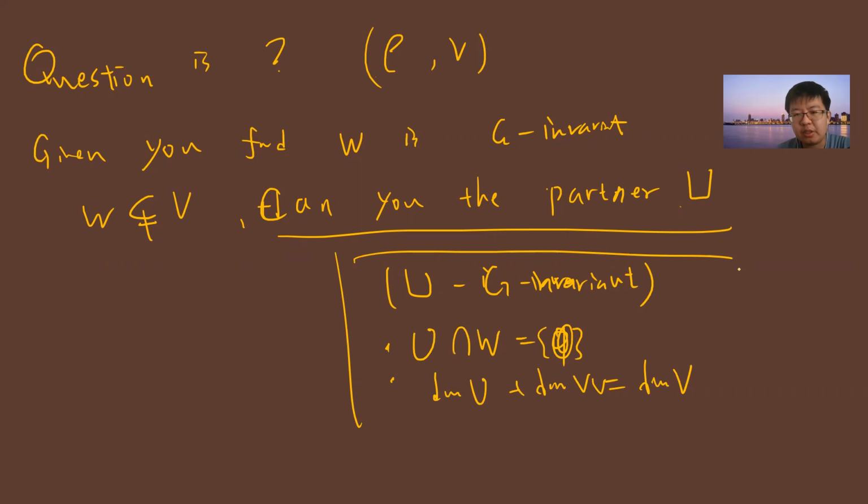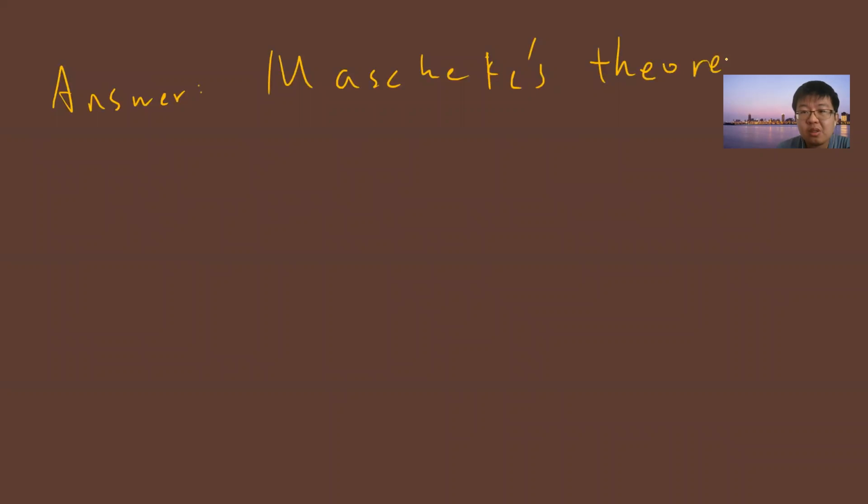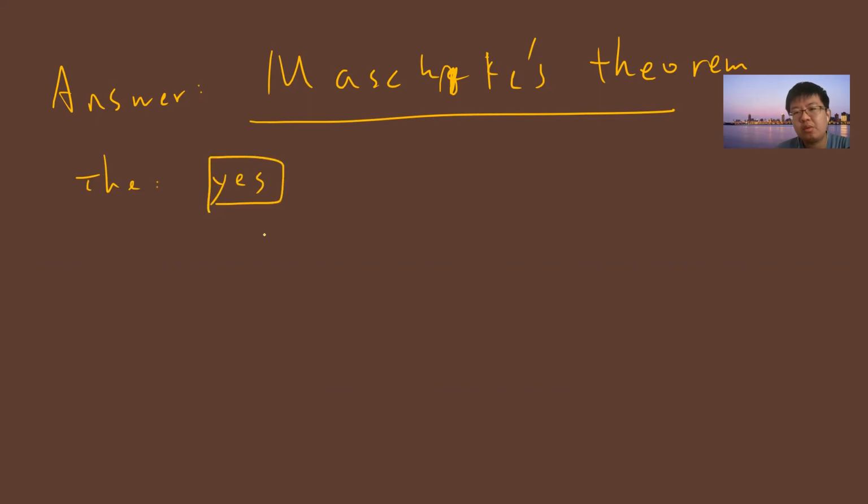The problem is, can you find this one? Can you always find the partner U? So the answer is yes. This answer is just Maschke's theorem. This theorem just tells you that the answer is yes. So this is the theorem that we are going to prove.